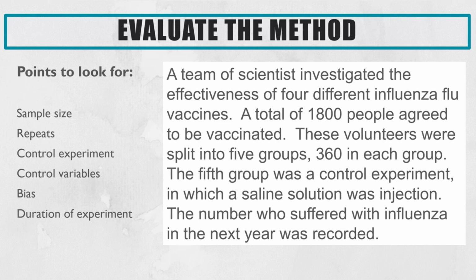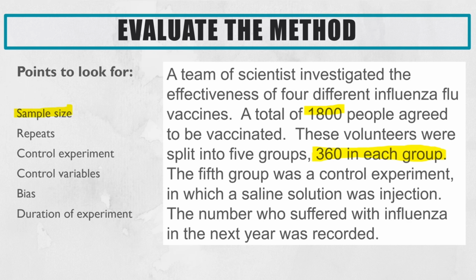So for evaluate the method, I'm going to go through with you the general points to look out for. That would be points to do with the sample size, whether there are repeats, the control experiment, control variables, whether there's any bias, and the duration of the experiment. I've given here a method as an example just to demonstrate how to identify some of those points.